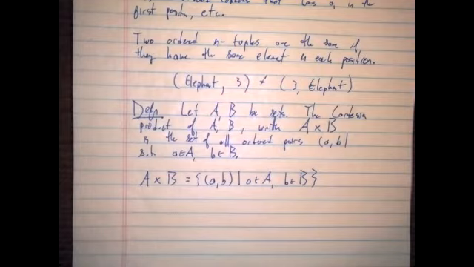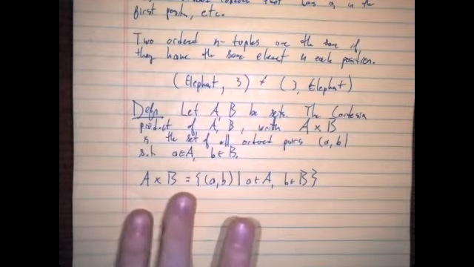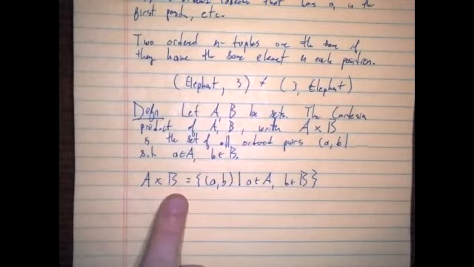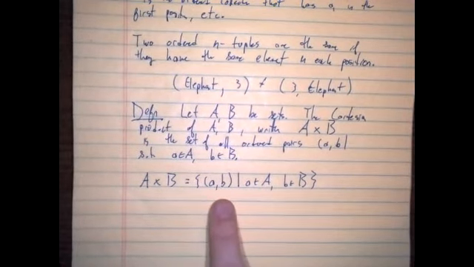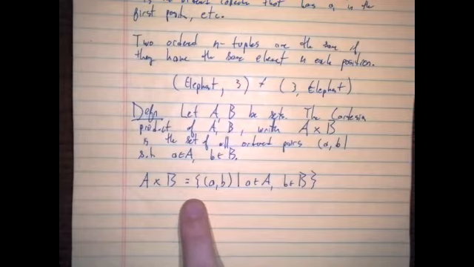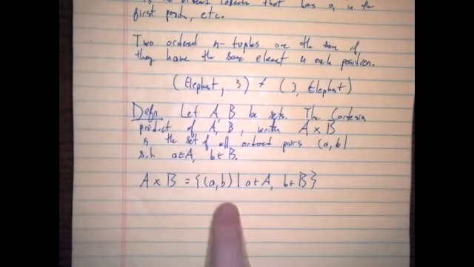You're given two sets, and you make a new set out of both of those sets by looking at the order in which those sets are given, A and B. So here A comes first and B comes second. And then you make the new set, which consists of all ordered pairs, such that the first term comes from A and the second term comes from B. How are we doing on this definition?